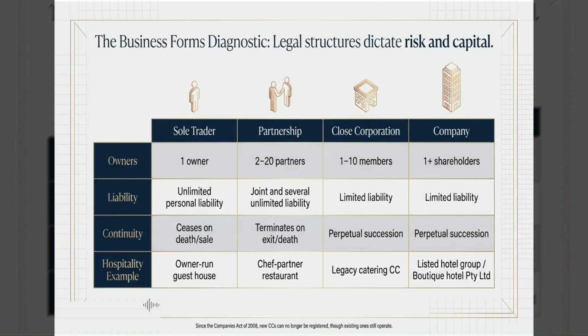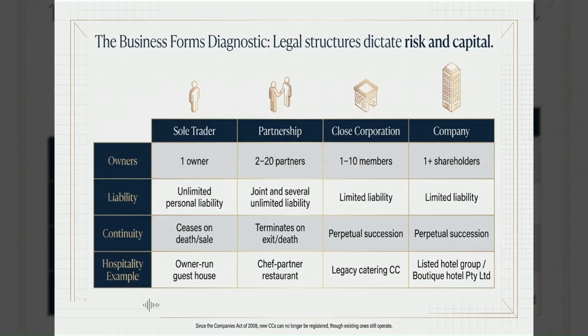So there is no wall between the business and the owner. If the business cannot pay its debts, creditors may claim against the owner's house and car. Continuity: the business ceases on the owner's death or retirement. It cannot outlive its owner because in law it is its owner.